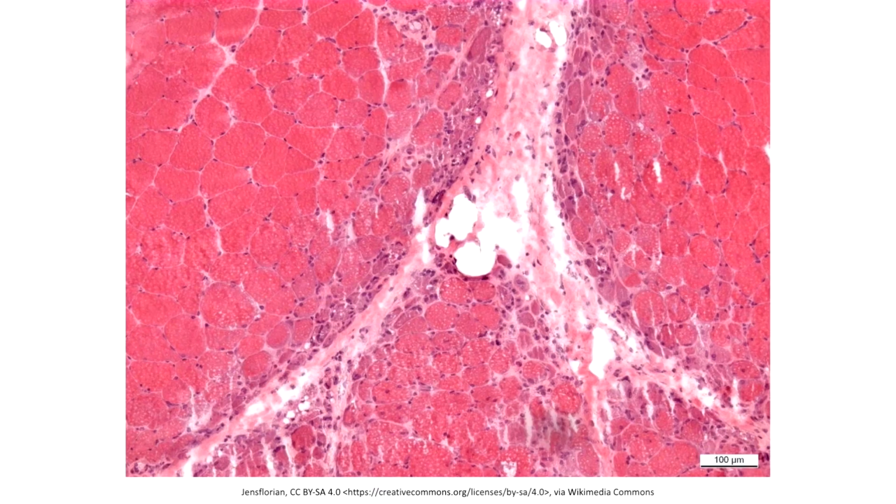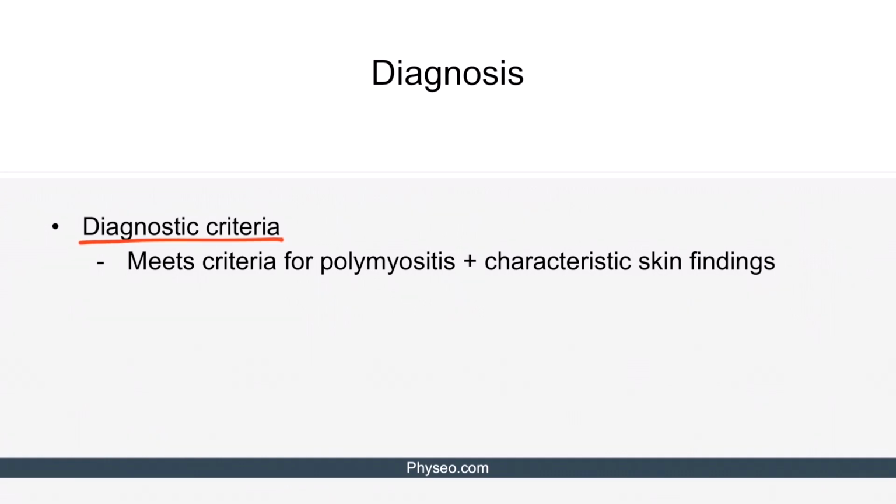This is a histological slide showing perimysial and perifascicular inflammation, characteristic of dermatomyositis. We can also see perifascicular atrophy of skeletal muscles. Diagnostic criteria of dermatomyositis is similar to that criteria of polymyositis, with the addition of evidence of characteristic skin findings, as we just discussed.